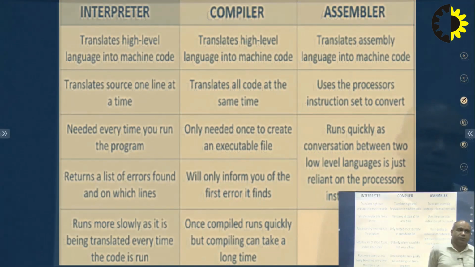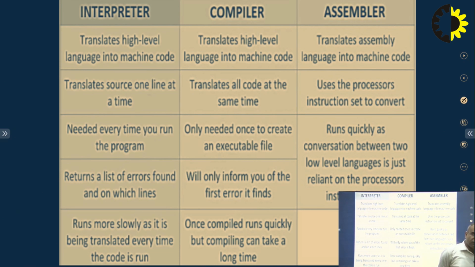Next important topic is interpreter, compiler and assembler. That is a most important question. So basically all three are translators. If I talk about the interpreter, it translates high level language into machine code, while the compiler also translates high level language into machine code. The assembler translates assembly code. The most important thing is that it translates assembly language into machine code.